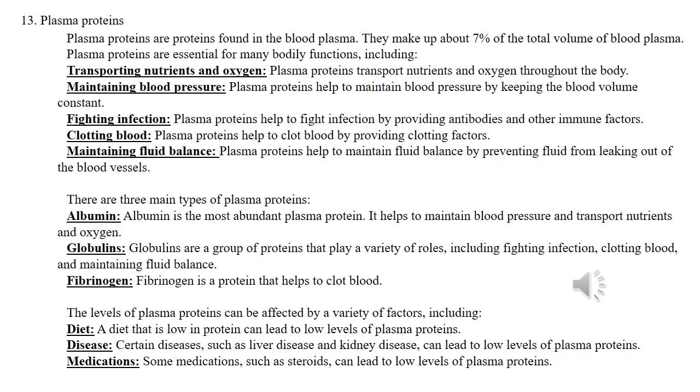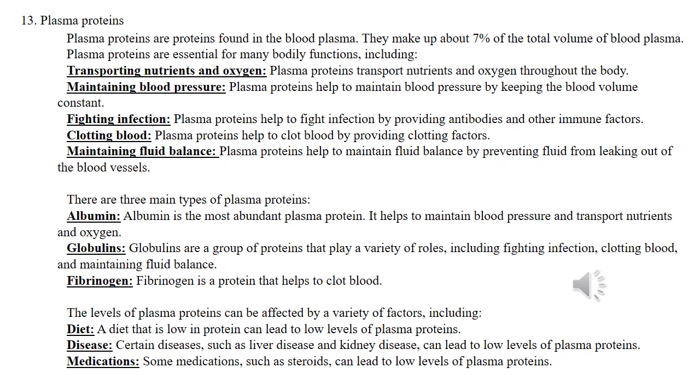There are three main types of plasma proteins. Albumin. Albumin is the most abundant plasma protein. It helps to maintain blood pressure and transport nutrients and oxygen. Globulins. Globulins are a group of proteins that play a variety of roles, including fighting infection, clotting blood, and maintaining fluid balance. Fibrinogen. Fibrinogen is a protein that helps to clot blood.